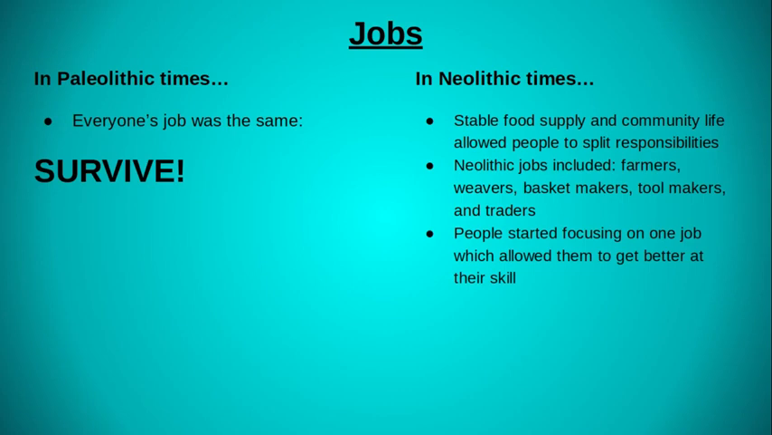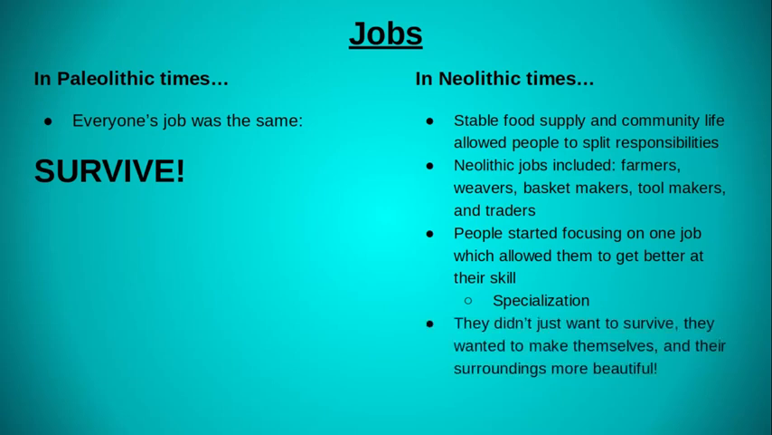People then started focusing on getting really good at one job and one skill, and that's going to be a word called specialization. We're actually going to talk a lot about this word when it comes to the economics unit. So focusing on one thing and doing that one thing really, really well is called specialization, and this is when this starts. Humans just did not want to just survive. They wanted to make themselves, their life, their surroundings more beautiful and better. So they start having more time to explore beauty, to explore art, to explore better ways of making things. Okay, and that's going to lead us into civilized society.